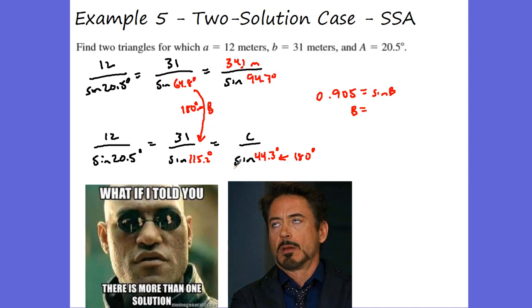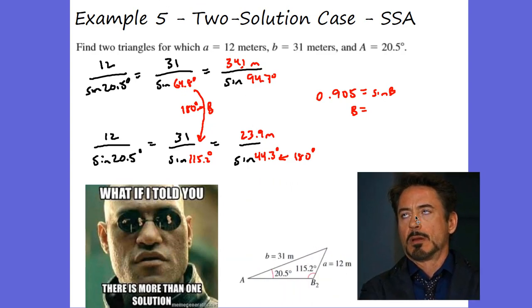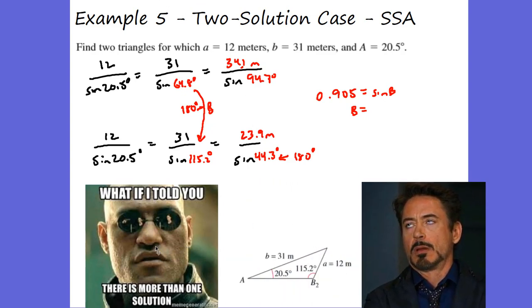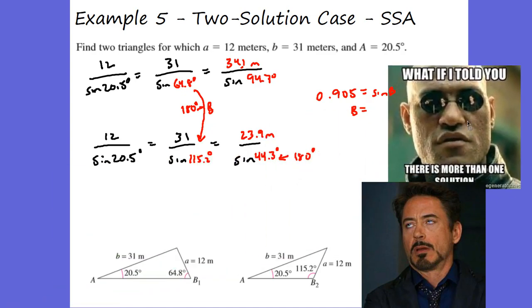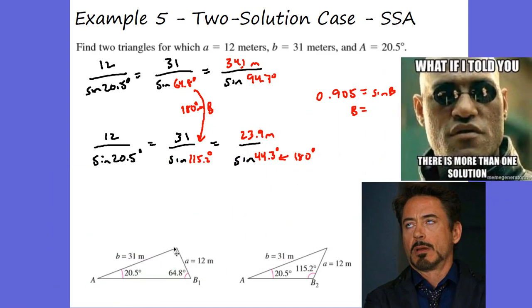Okay, and so you can see how this angle C right here, side C, we can find out side C by cross multiplying again. 31 times sine of 44.3 divided by sine of 115.2, and we get 23.9 meters. And we had the ability of having two triangles. We had the ability of having this first triangle right here, and we had the ability of having the second triangle.